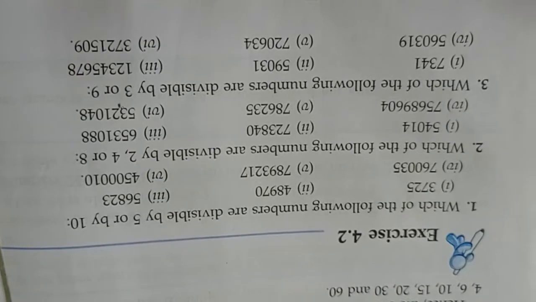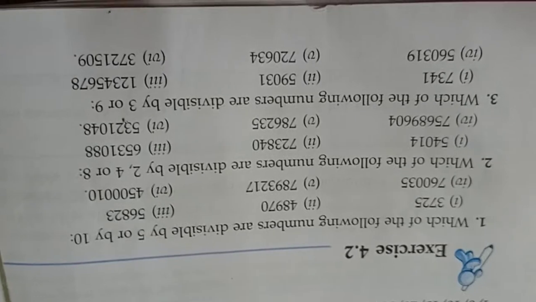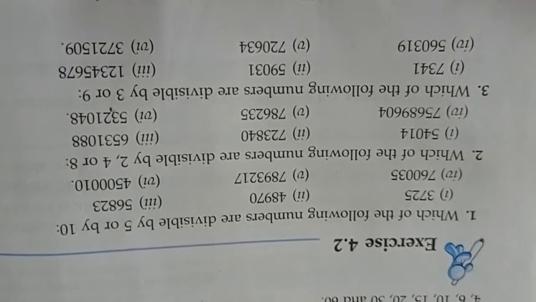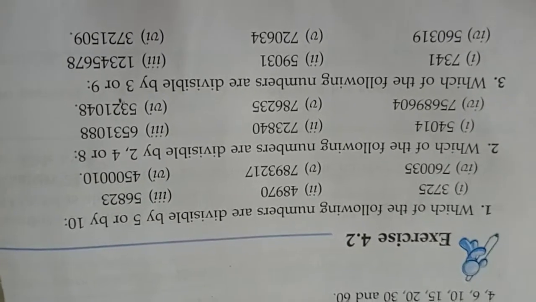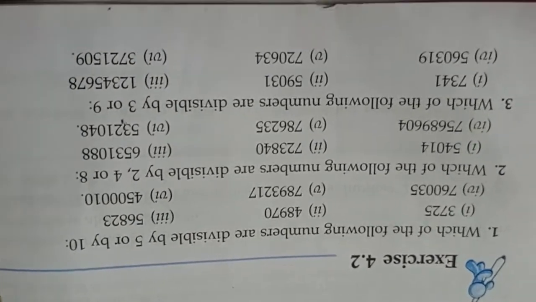Exercise 4.2. What is given? See the sum. Already I have written. The first is asking which of the numbers are divisible by 5 or by 10. Which numbers are divisible by 5? Just now I told you, if the unit place digit is 5 or 0, then the number is divisible by 5. And if the unit place digit of a number is 0, then the number is also divisible by 10.